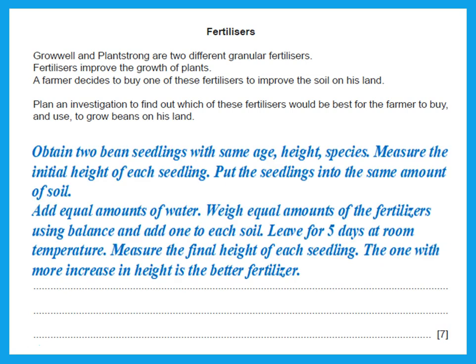Obtain 2 bean seedlings. So I'm going to test this on 2 bean seedlings that have the same age, same height, same species. Measure the initial height of each seedling. Put the seedlings into the same amount of soil. Add equal amounts of water. Weigh equal amounts of fertilizers using balance and add 1 to each soil. Leave for, what, 5 days at the same temperature, so at room temperature, and we measure the final height of each seedling. The one with the more increase in height is the better fertilizer.